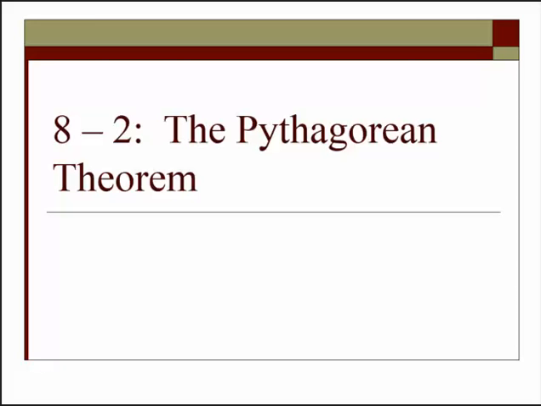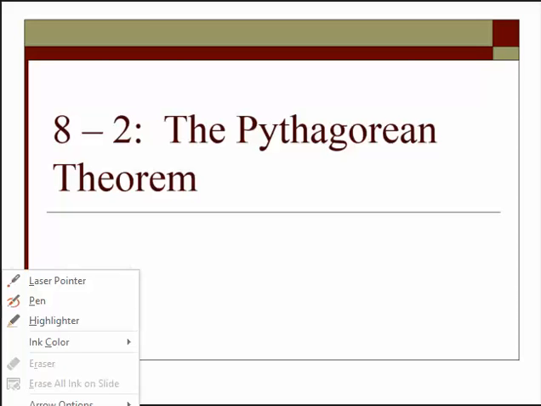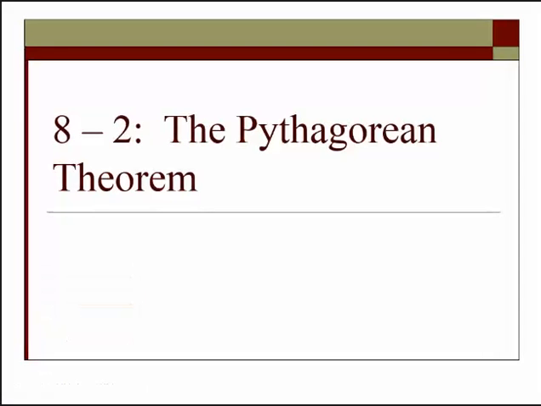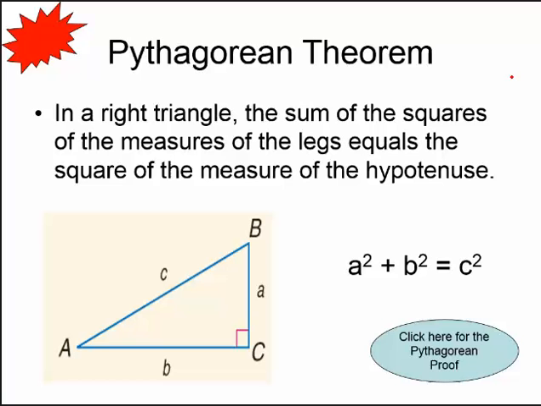We are starting Chapter 8, Section 2 today on Pythagorean Theorem. Most of you are already very familiar with this, so hopefully this won't be very difficult for you. You should know that a squared plus b squared equals c squared is what we call Pythagorean Theorem, where a and b are the legs, meaning the two shorter sides of a right triangle. And remember, this only applies to right triangles.